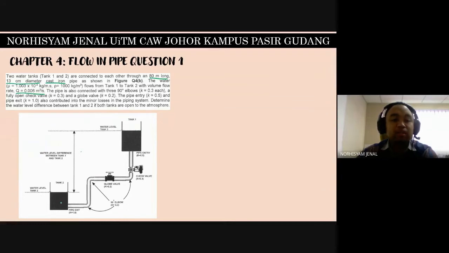Determine the water level difference between tank 1 and tank 2 if both tanks are open to the atmosphere. So what we are trying to find out is the height difference between point 1 and point 2, which is the elevation. So this is Z1, this should be Z2. Okay, so what should we do first?